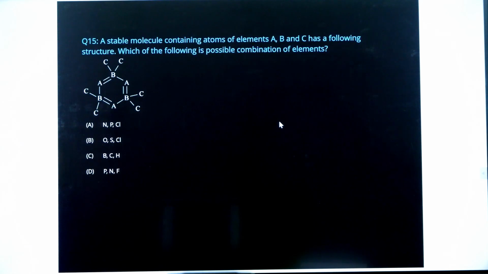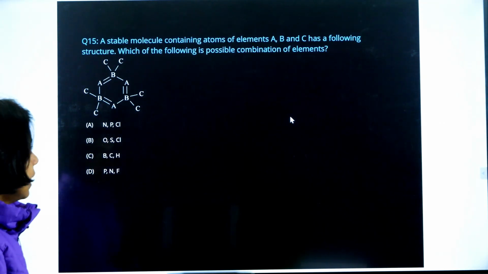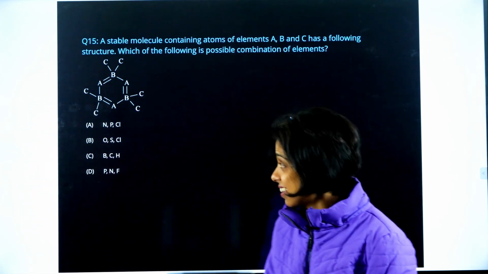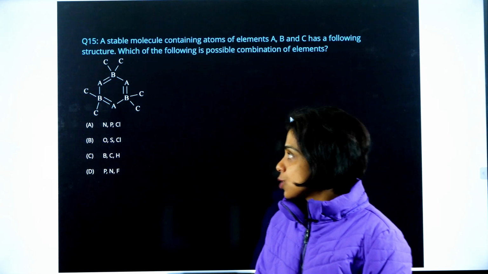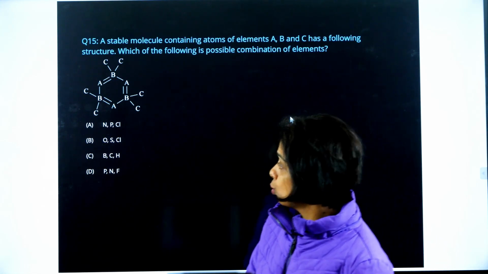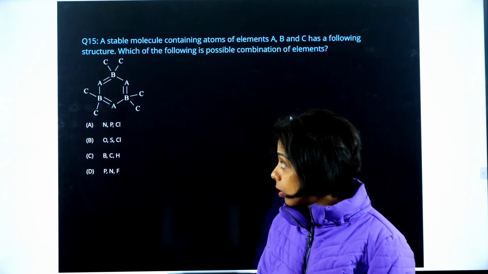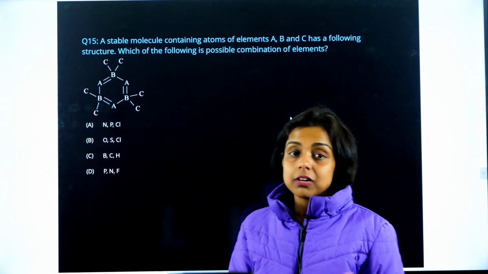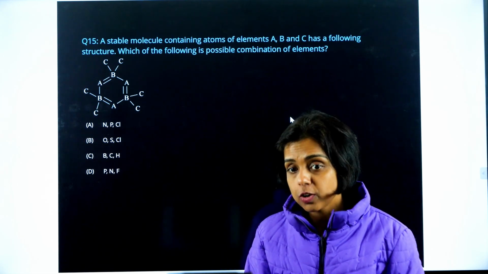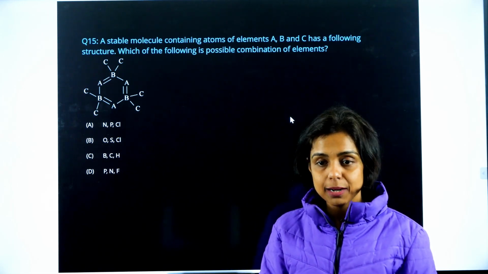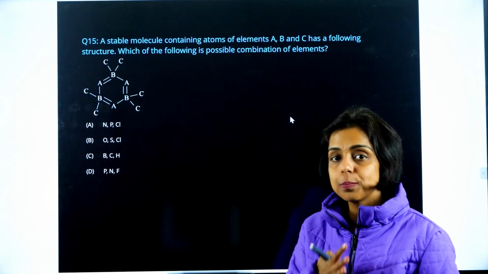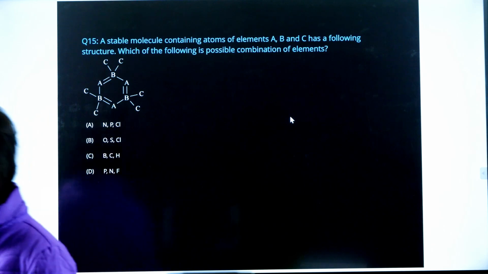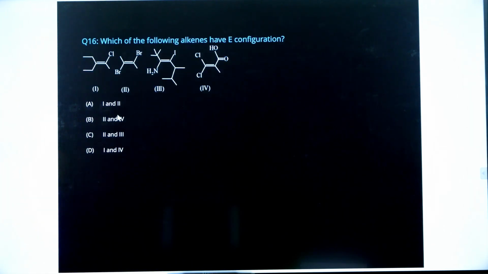Just be careful. A stable molecule containing atoms A, B, C of the following structure. Which of the following is the combination? There is a structure given to you. One atom is forming a single bond, and two atoms are forming multiple bonds, both triple bonds. Triple bond means group 15, the nitrogen phosphorus family. So A and B are nitrogen and phosphorus, and C should be a halogen forming a single bond. So we'll mark our answer as A. Basic knowledge of chemistry helps us to crack this question.